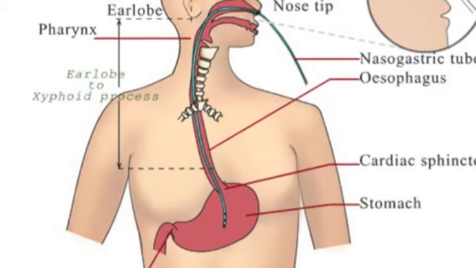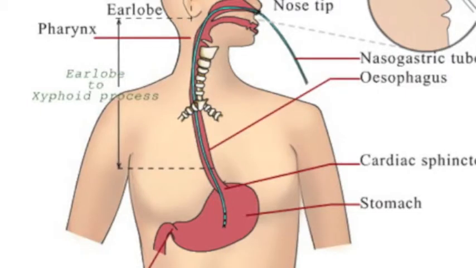Okay, so placement. Some facilities use the air. A lot of your books say don't use the air, but it depends on what that facility chooses to do. The definitive way to know that the tube is placed is X-ray. You can see it in the stomach.